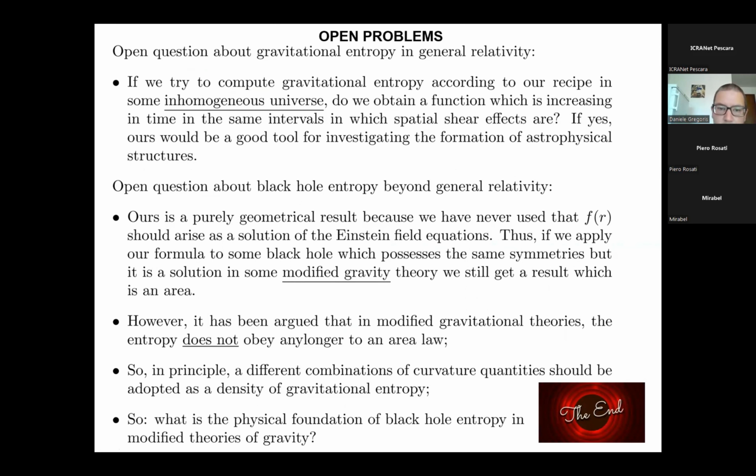Thank you. However, the problem is that in modified gravitational theories, the entropy no longer obeys the area law, and this was claimed by some other authors. So we know that in principle, a different combination of curvature quantities should be adopted as a density of gravitational entropy. However, this seems to imply, and this comes with some very deep physical consequences.